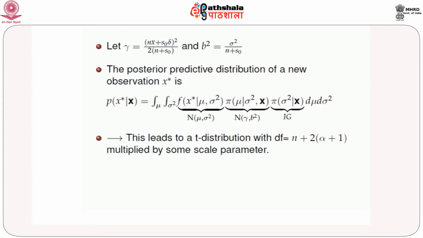It can be easily seen that this also leads to a t distribution with degrees of freedom n plus 2 times alpha plus 1, and here also we have some scale parameter multiplied by it.